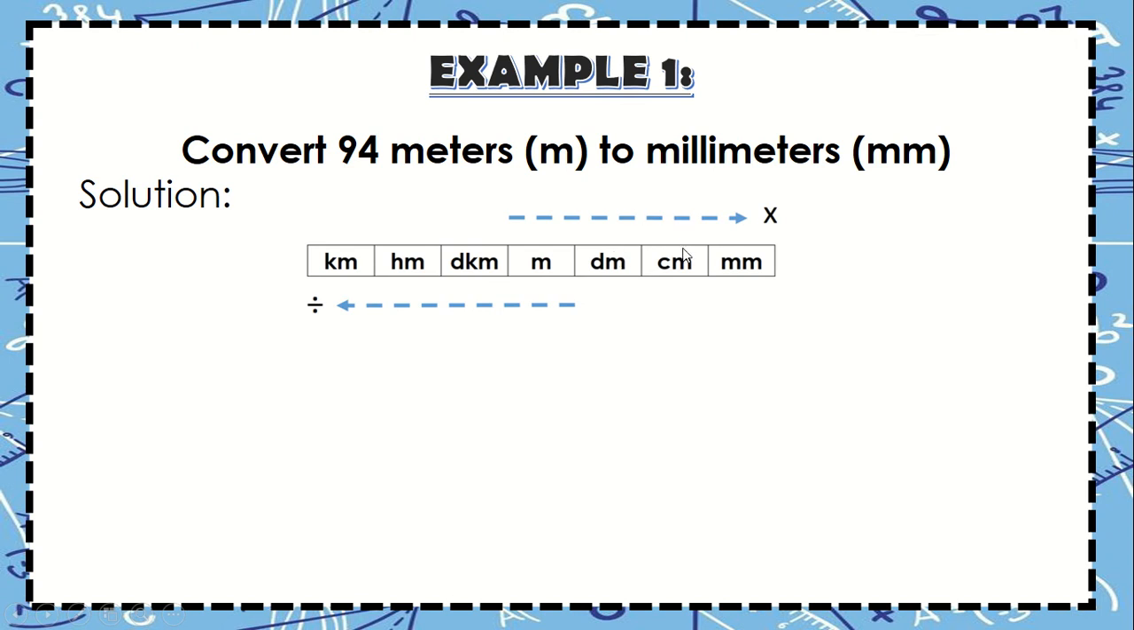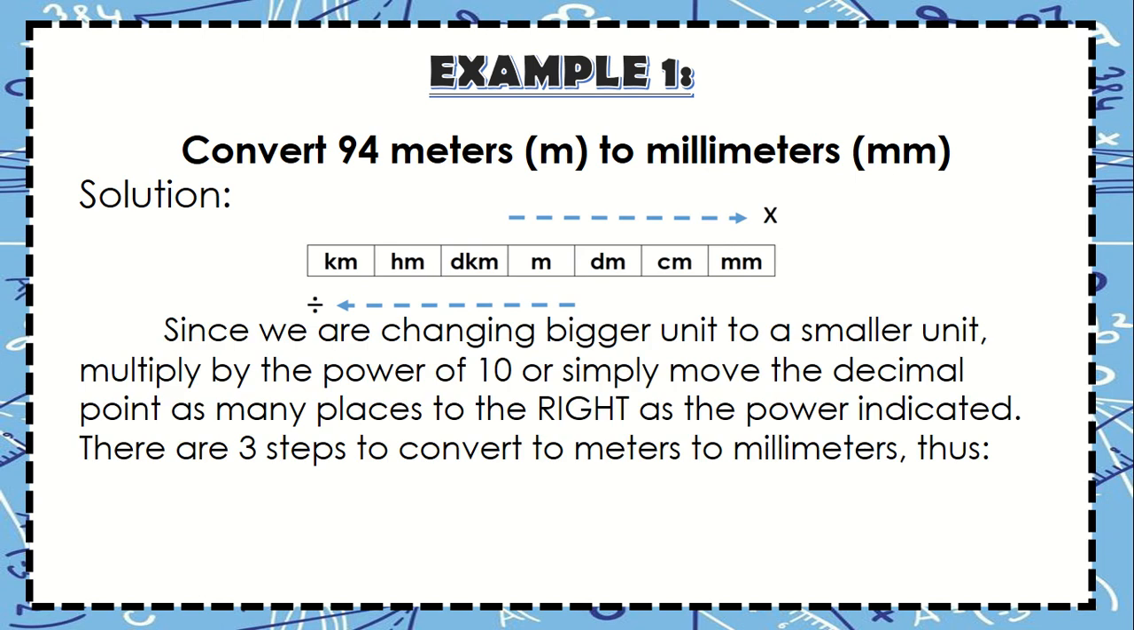Then we have now 10 times 10 is 100. Centimeter to millimeters will give us 1,000. So 94 meters times 1,000 will give us now 94,000 millimeters. Kasi saan po nakuha yung 1,000, ma'am? Yung step natin. We have 3 steps papunta sa millimeters galing sa meter. So 10 times 10 times 10.